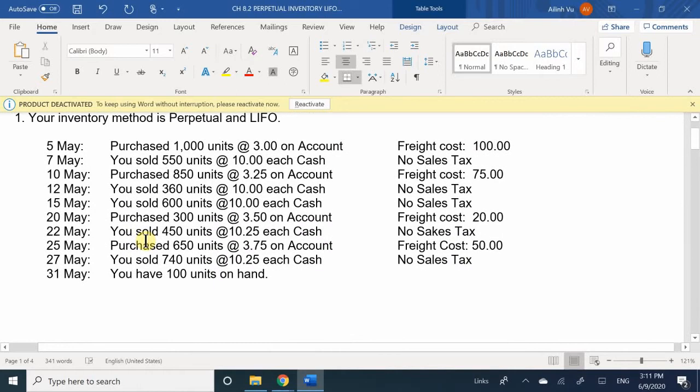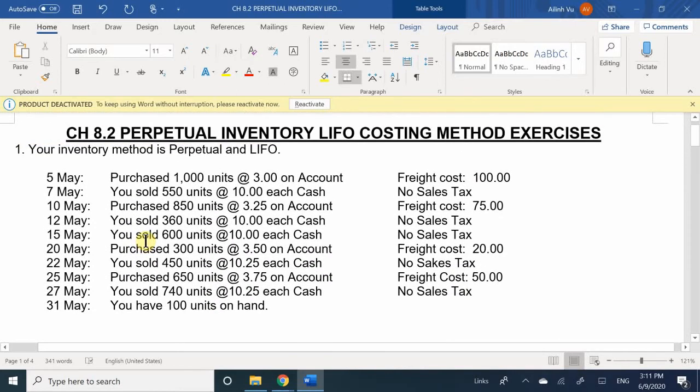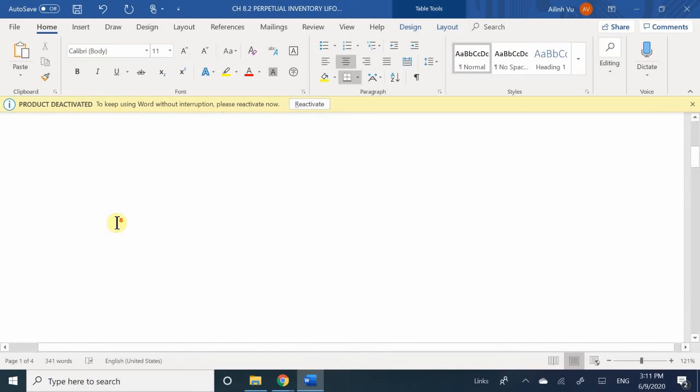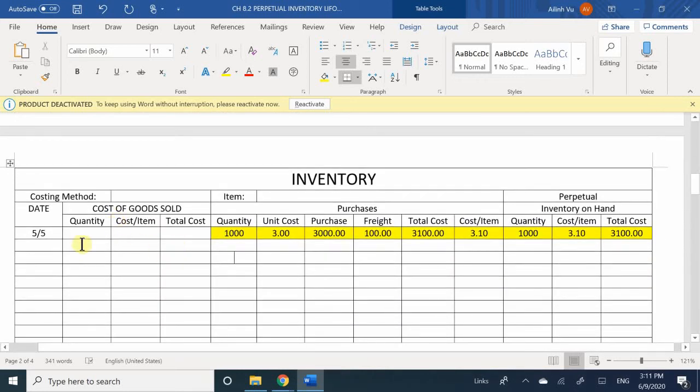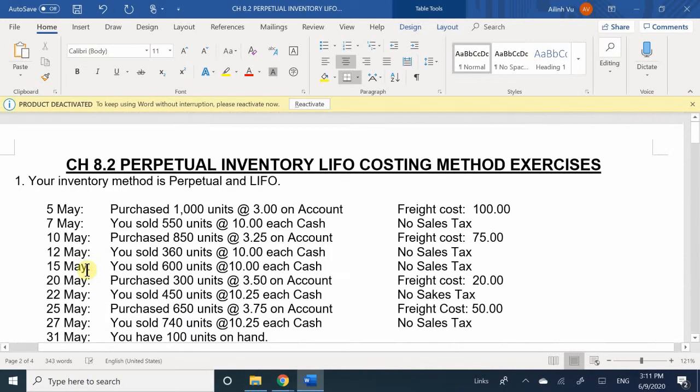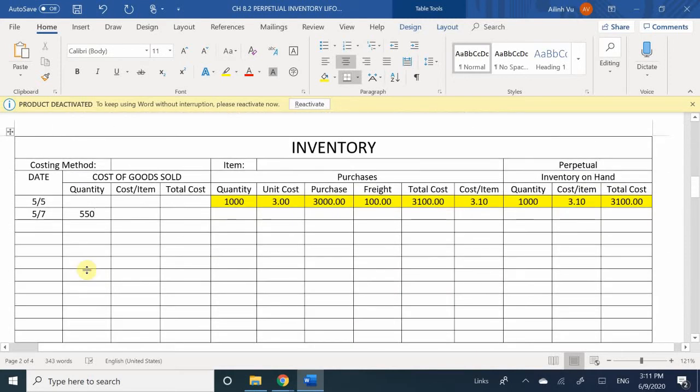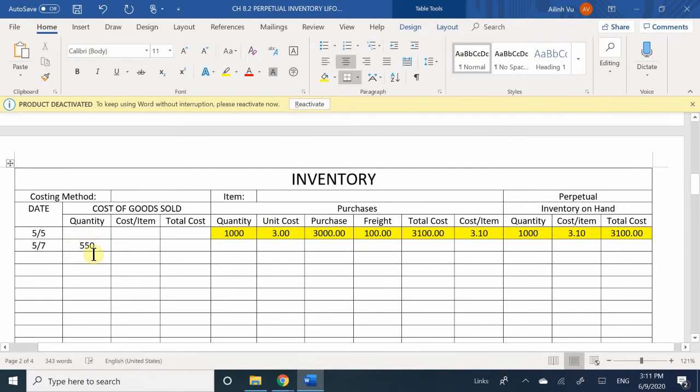What happened next? I sold 550 units at $10 each. Now we sold 550, and just looking at this, we definitely have enough. How much does it cost us to sell that item? $3.10.